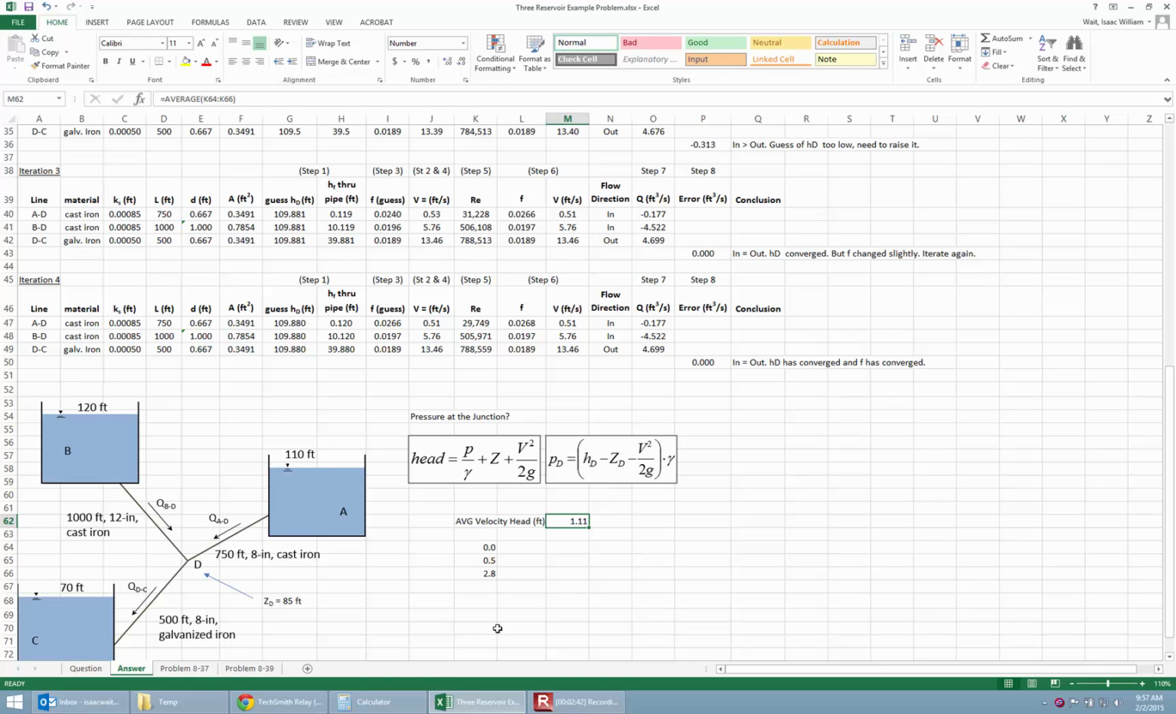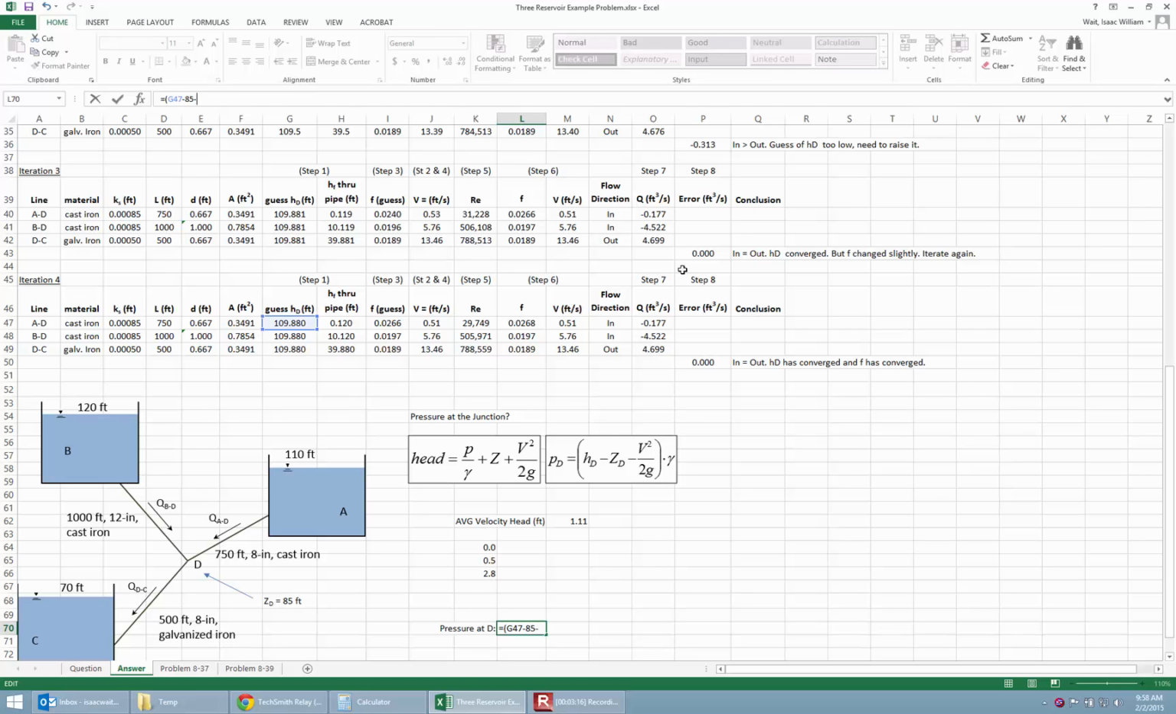And so what is the pressure at D? So I'll do that. Pressure at D. Alright. My pressure at D is going to be the head at D that we previously calculated minus the elevation at D. And just in this illustration, I'm saying, what if the physical elevation of D is 85 feet? In your problem for the homework statement, it tells you what they want you to assume for the physical elevation of the junction.